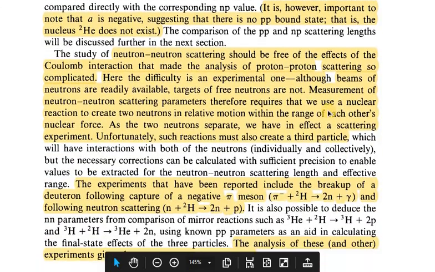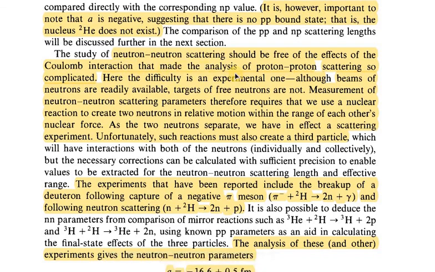The neutron-neutron scattering should be free of the effect of the Coulomb interaction that made the analysis of proton-proton scattering so complicated. Here the difficulty is experimental: although beams of neutrons are readily available, targets of free neutrons are not. Measurement of neutron-neutron scattering parameters therefore requires that we use a nuclear reaction to create two neutrons in relative motion within the range of each other's nuclear force. As the two neutrons separate, we have in effect a scattering experiment. Unfortunately, such reactions must also create a third particle.